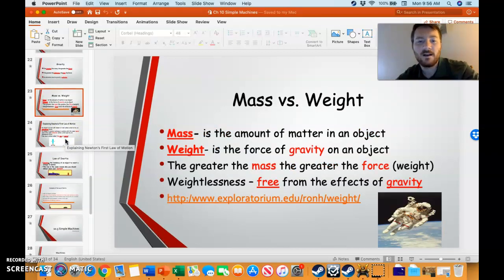There's a difference between mass and weight. Mass is the amount of matter in an object. Weight's the force of gravity on an object. We kind of use them interchangeably, but if you went to the moon, your weight would change, but your mass would not. It's more about the mass than the weight.